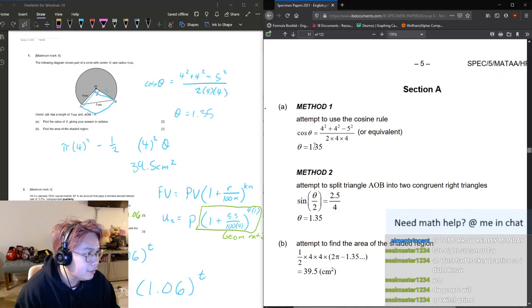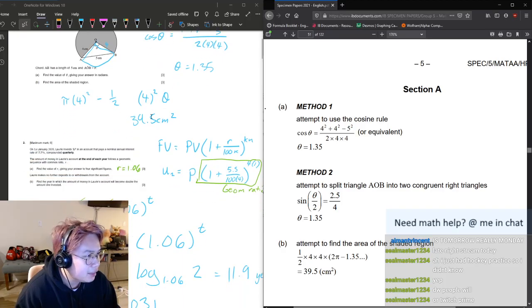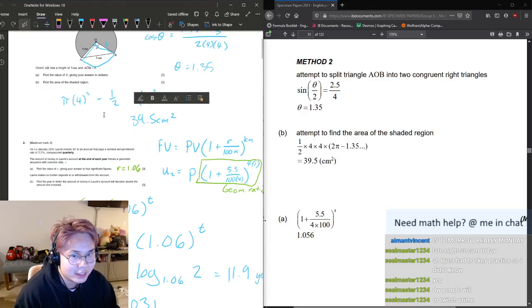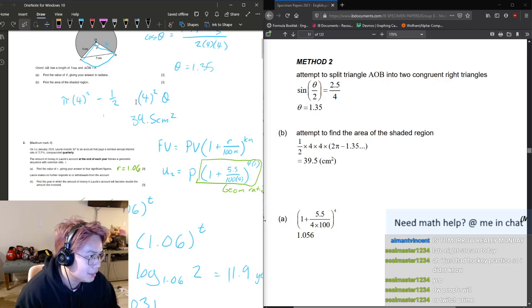Okay, 1.35. I got 1.35. 39.5. 39.5. Lucas helped me out here. I actually had a factor of multiplied by pi, so my answer was off. I think that's also why I was off yesterday.